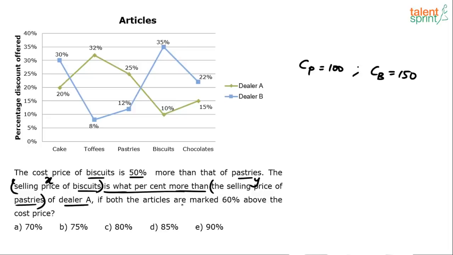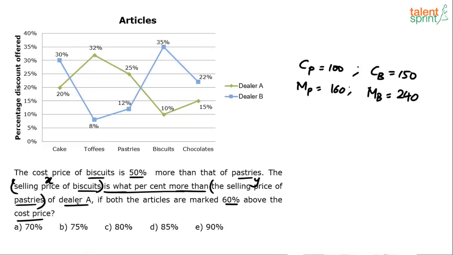If both the articles are marked at 60% above the cost price. Both the articles meaning what? Pastries and biscuits are marked 60% above the cost price. Now look at this. Cost price is 100. What will be the mark price of pastries? 160. Why? Because it is marked 60% above the cost price. What is the mark price of biscuits? It will be 240. Don't ask me how. It's a mental calculation that you have to do. 60% of 150 is 90. 150 plus 90 is 240. Now, come to the discounts.